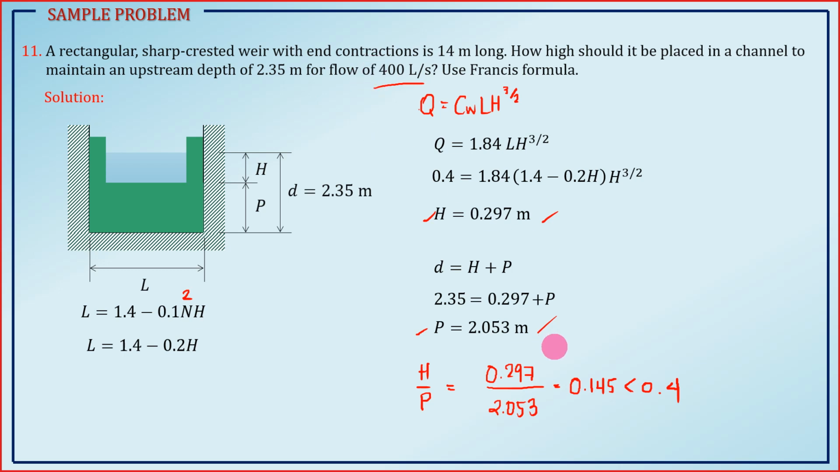So, the height of our weir is P. So, the answer is 2.053 meters. So, ganun yung pag-check. Kapag naging greater than, babalik ka sa pag-solve mo ng Q, wherein CW is not equal to 1.84, no, yung mas mahabang equation.